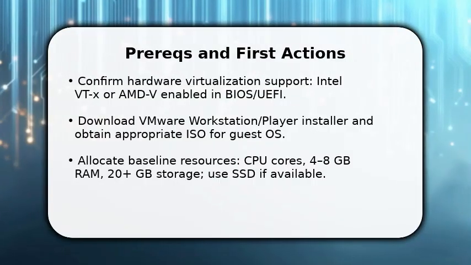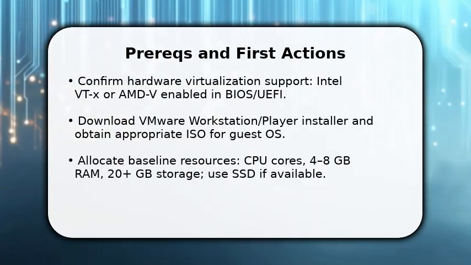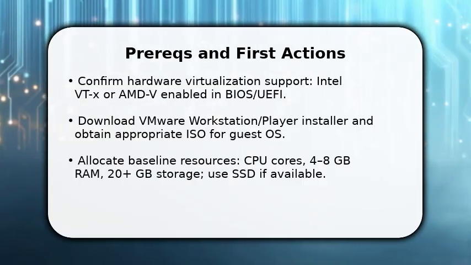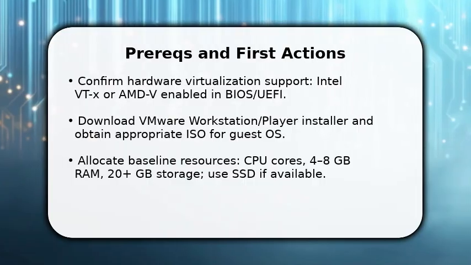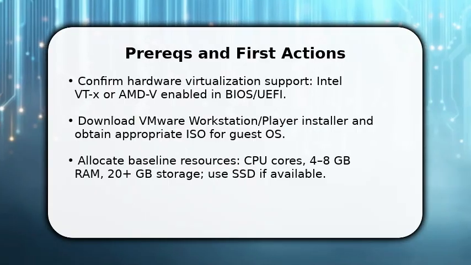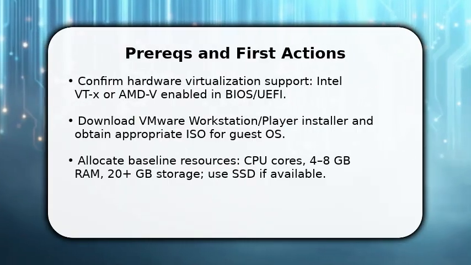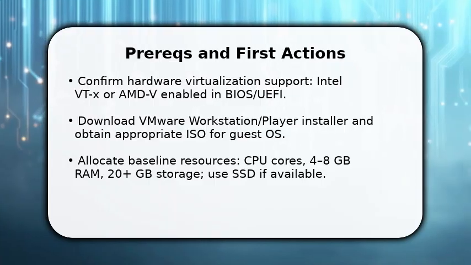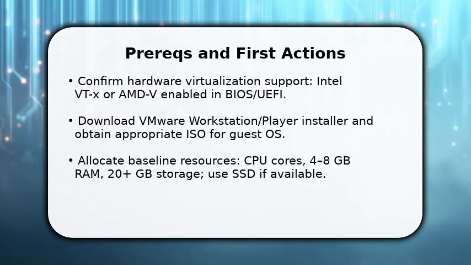You begin by validating prerequisites. Make sure BIOS virtualization is enabled and you have the VMware installer plus the guest ISO ready. Next, create a dedicated folder for VMs and decide resource allocations. Pick CPU cores, 8 GB RAM, and at least 20 GB disk.